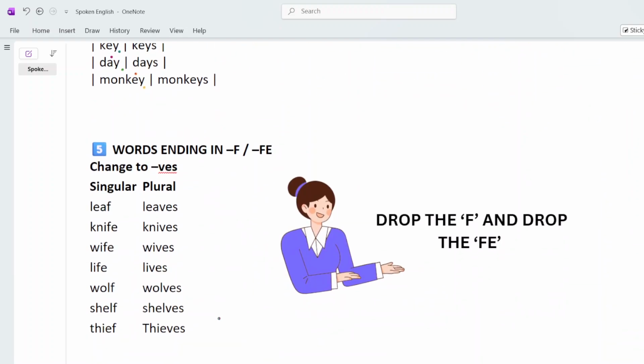Great. Now, there's another point that I want to focus on today. That is words ending in F or FE. Also very important. Extremely important. All right. So, the singular words. Firstly, I want you to look at the singular words here. Leaf, knife, wife, life, wolf, shelf, thief.